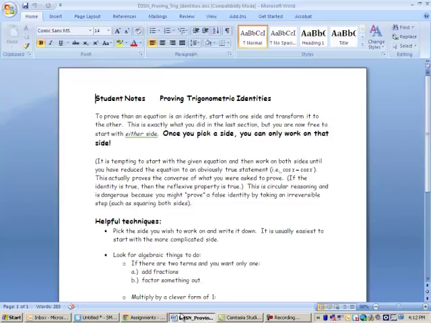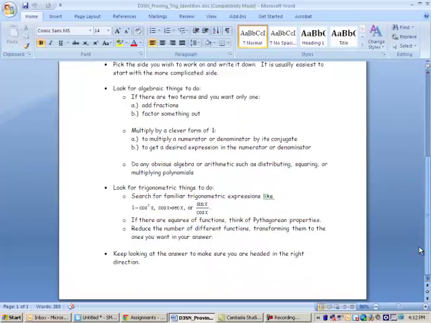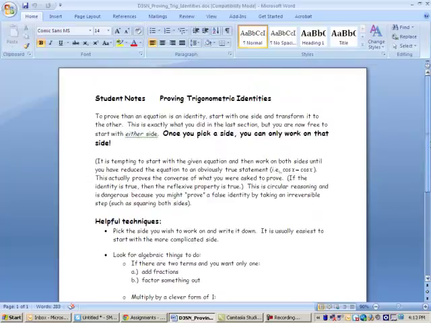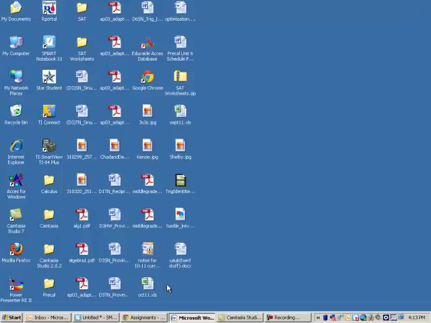I want you to go to assignments on your ed line, and under assignments you're going to see something called student notes proving trigonometric identities. I want you to go ahead and grab that because this sheet of paper has got a lot of hints on some things that you might try when you're doing proofs and you get stuck. Alright, so let's take a look at a few examples here.